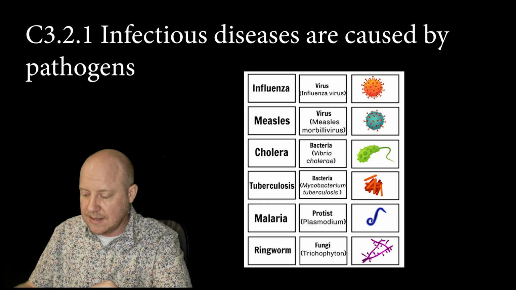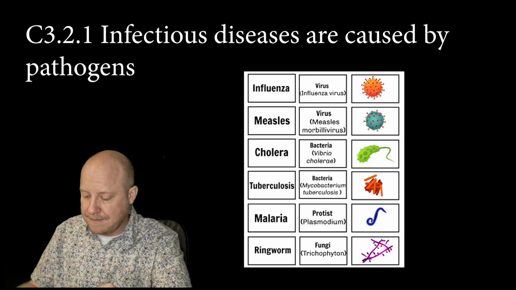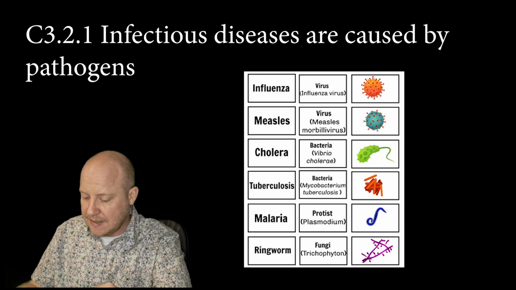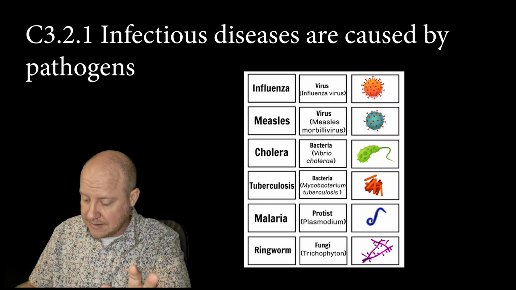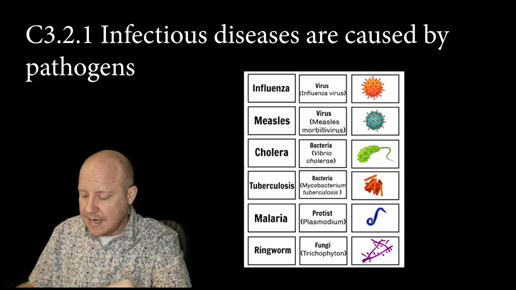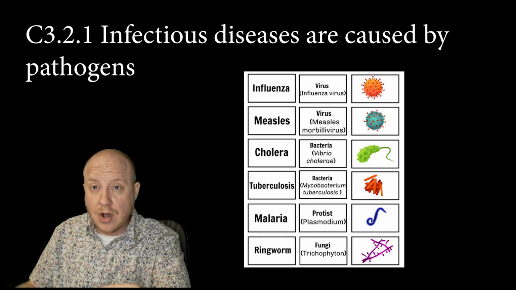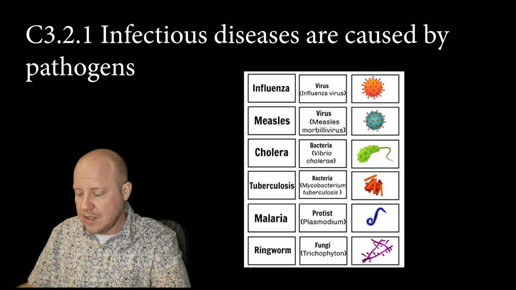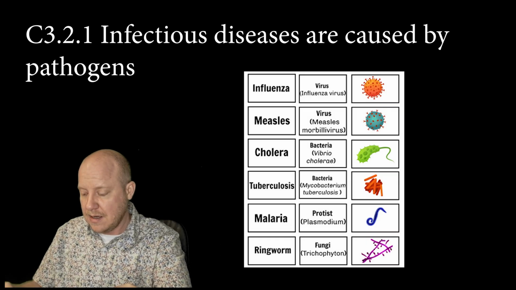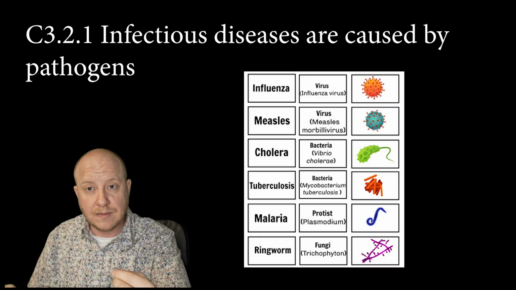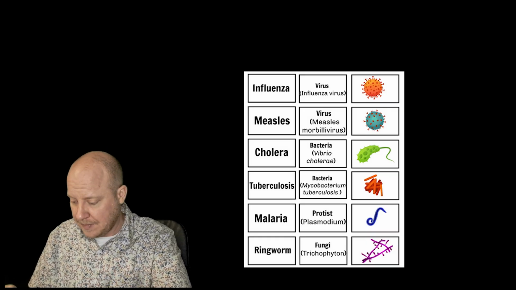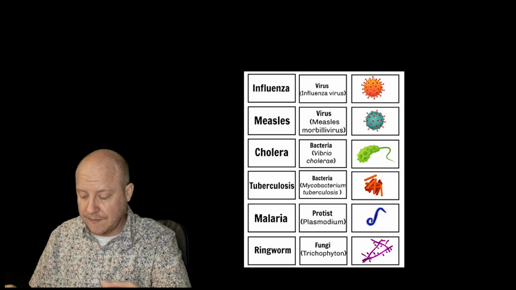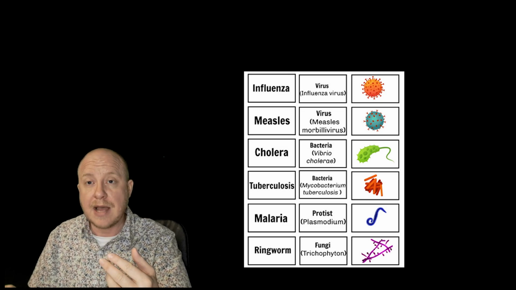C3.2.1. Infectious diseases are caused by pathogens. Pathogens are the cause of infectious disease. Students should understand that a broad range, that means many different kinds, of disease-causing organisms can infect humans. A disease-causing organism is known as a pathogen. Okay? So some kind of organism, a little creature, that can cause a disease is called a pathogen. Although typically the term is reserved for viruses, bacteria, fungi, and protists.